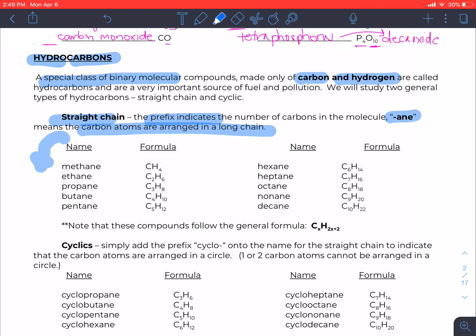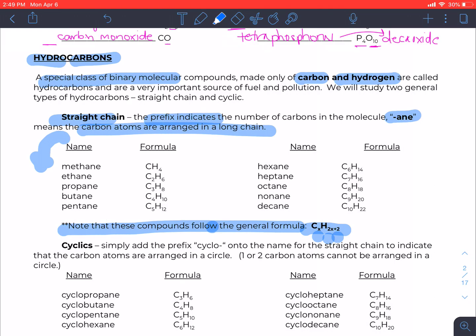We'll go through the different formulas here. I do want to have you highlight this section here. It says, note that these compounds follow the general formula CxH2x+2. So what this means is that the prefix that you come across, whether it's 1, 2, 3, 4, or 5, is going to determine how many hydrogens are in your formula. All of the alkanes above are going to follow this pattern.